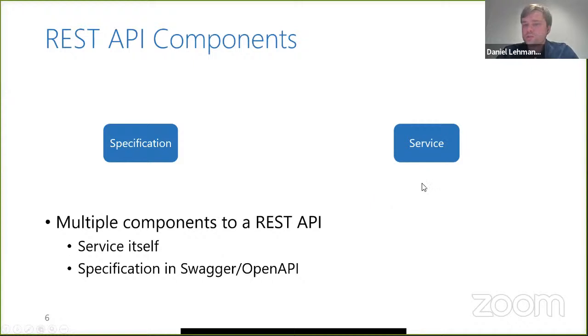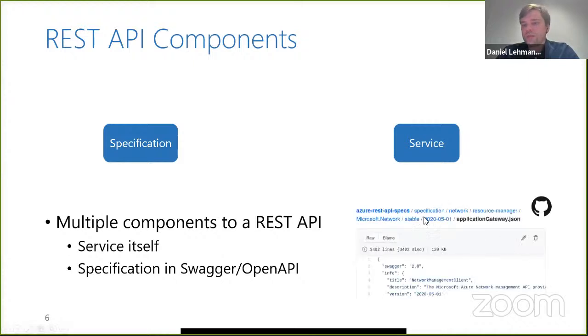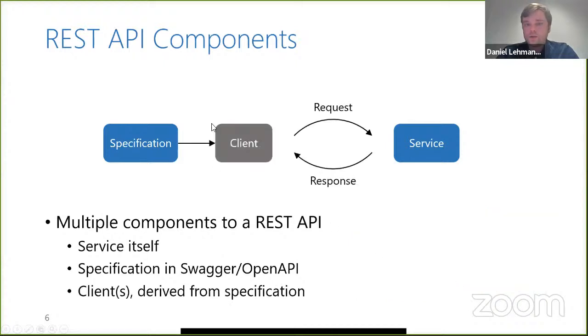The reason is that the service is often closed source and not available to developers. So in order to write clients against the service, they need to have a specification. This could be written, for example, in OpenAPI or Swagger, as you can see here on the right. Then third-party developers can take that specification to write actual clients against the service. And now we, as API owners, have to make sure that there are no regressions in those two components when we update the service and when we publish the new specification.